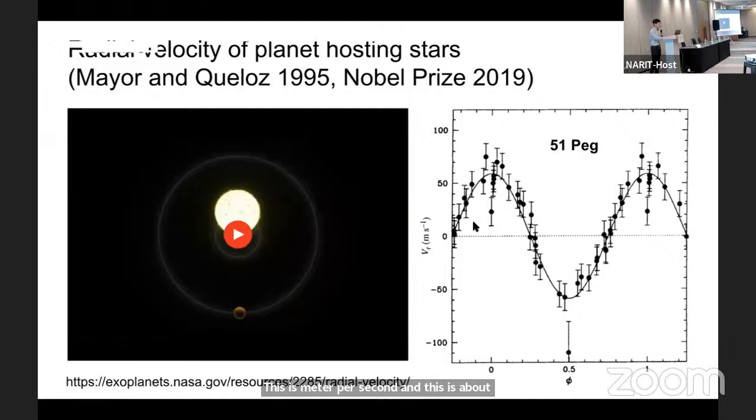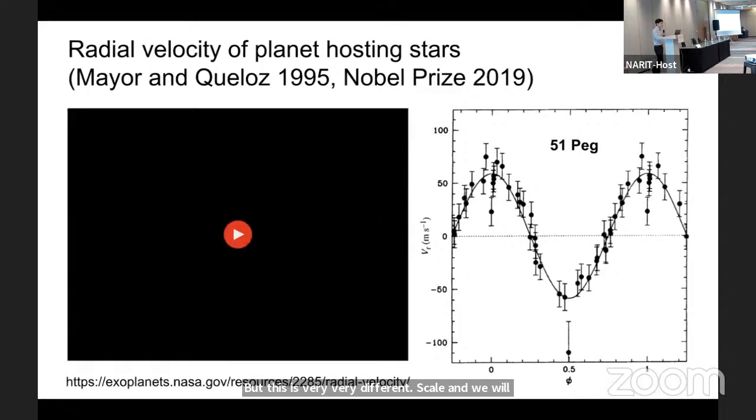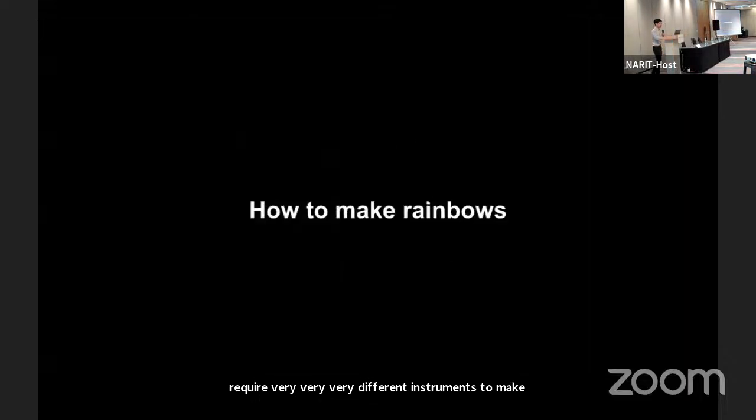And if you recall, for galaxy measurements, these are 500 kilometers per second, also a bad label, and 1,000 kilometers per second. So these are very, very different scales, and we will require very different instruments to make this kind of measurement. So how do we make a rainbow and do these measurements?